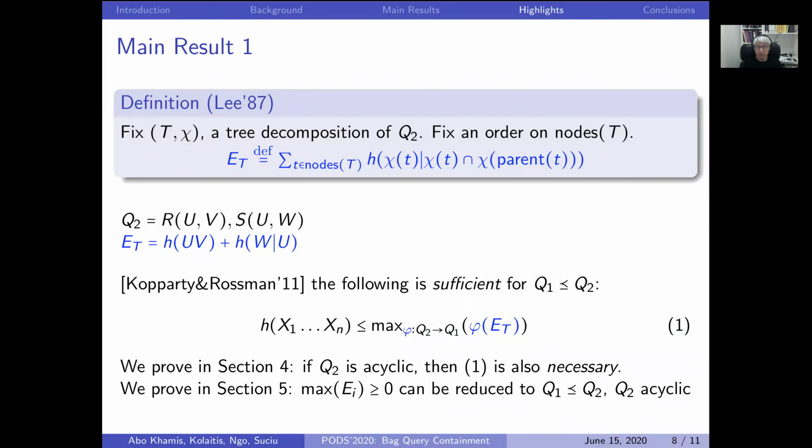And we also proved that any max information inequality, not just those of the simple form, but any max information inequality can be reduced to the containment problem of two queries where Q2 is acyclic.